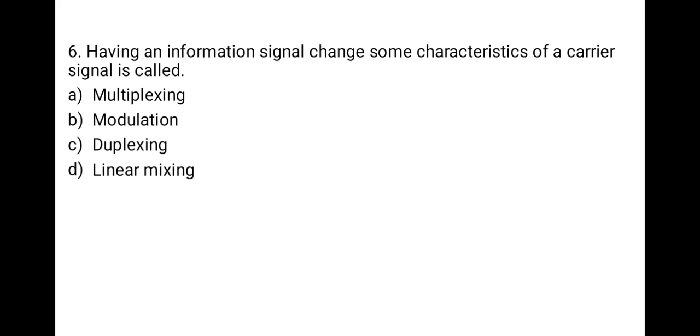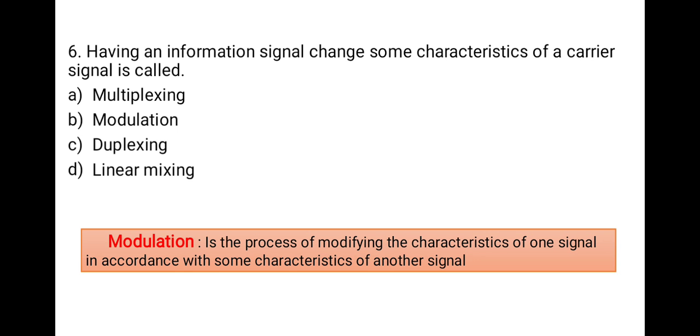The next question, having an information signal change some characteristics of a carrier signal is called. And the correct answer is modulation. The definition of modulation is the process of modifying the characteristics of one signal in accordance with some characteristics of another signal. So the correct option is modulation.